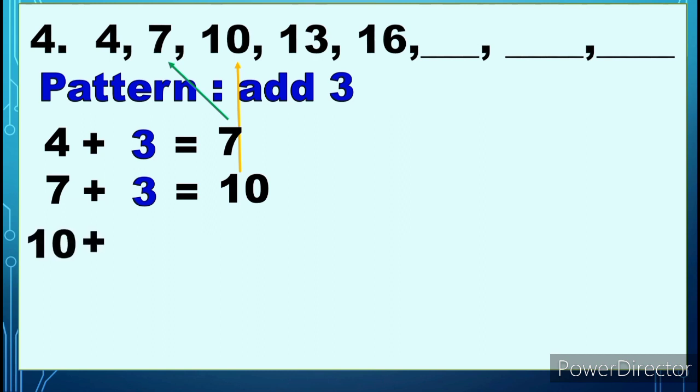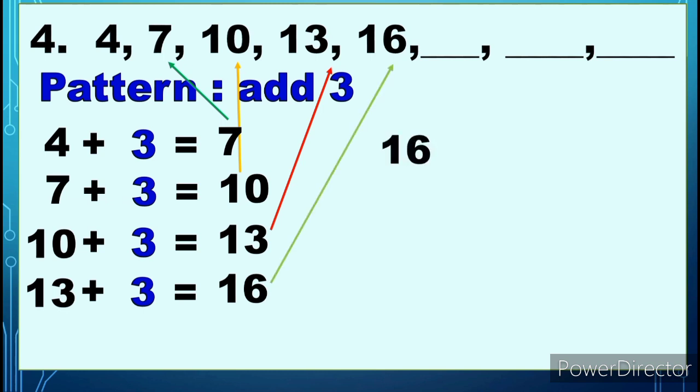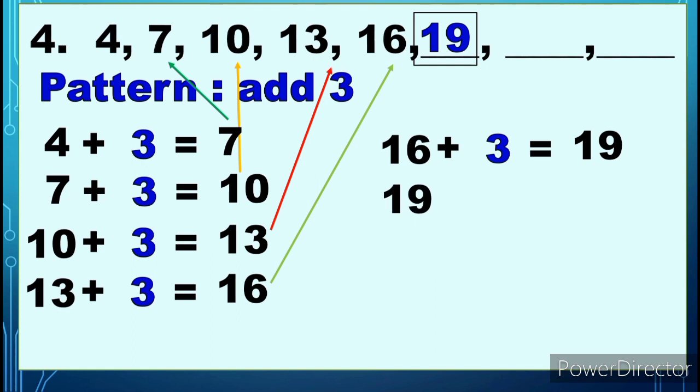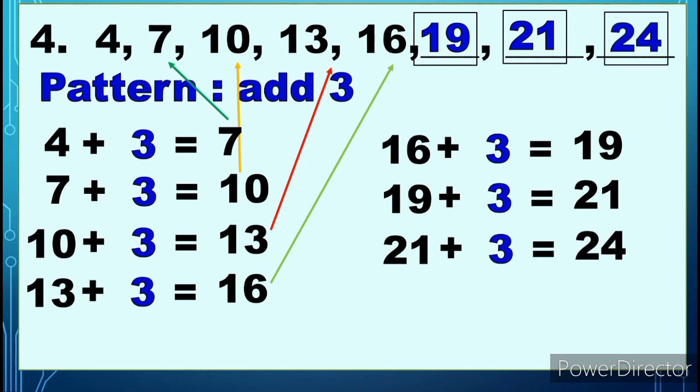Then 10 plus 3 equals 13. Then 13 plus 3 equals 16. Therefore, the pattern is 3. Now, from 16 plus 3 equals 19. So, 19 is the next term. Then 19 plus 3 equals 21. So the next term is 21. Then 21 plus 3 equals 24. So the next term is 24. Therefore, the next three terms of the given sequence are 19, 21, and 24.